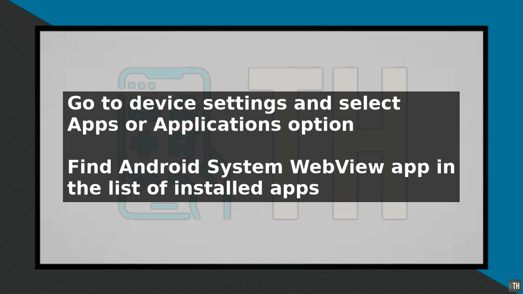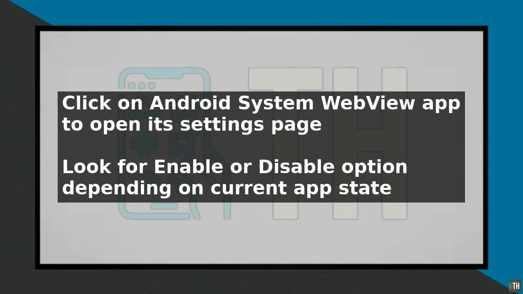Once you have located the Android System Webview app, click on it to open its settings page. Look for the Enable or Disable option, depending on the current state of the app. If the app is disabled, click the Enable button to activate it. You may see a warning message about the potential risks of enabling the app, but in most cases, this is a standard message and you can safely proceed.